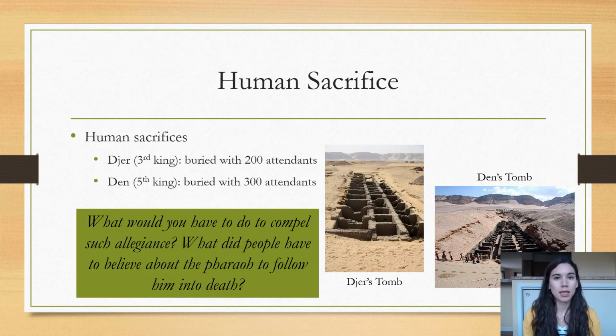allegiance? Understand that these pharaohs, like Den, weren't going around saying, hey, who died? Or I guess not him because he would be dead, but whoever his officials were, they weren't going around collecting bodies of dead people. They were getting their attendants to come and be buried, be killed, to be buried with the pharaoh. So what did people have to believe about a pharaoh in order to follow him into death?